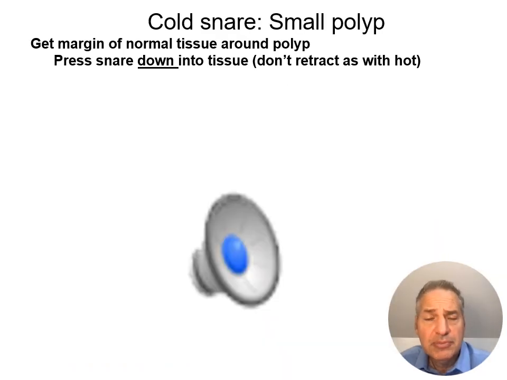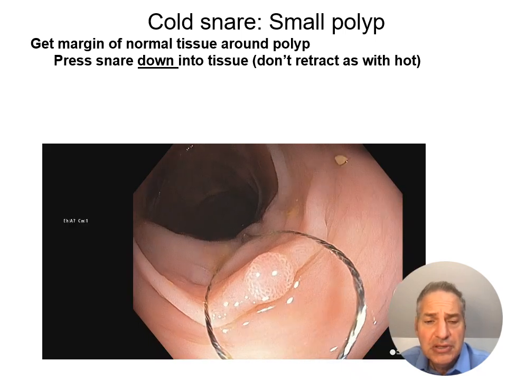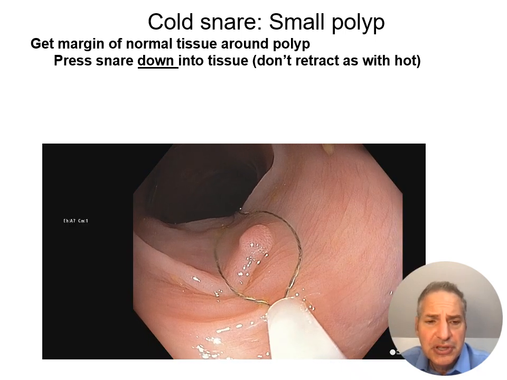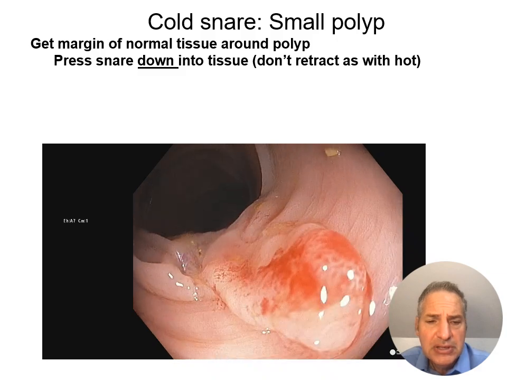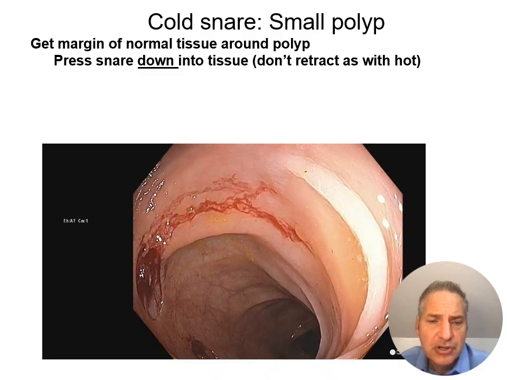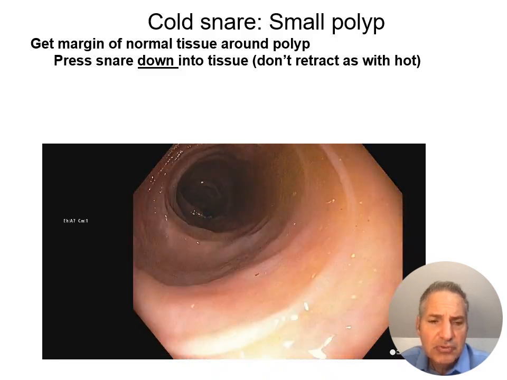This video demonstrates cold snare resection of a very small polyp. The main difference between hot and cold snaring is that with cold snare, you want to maintain a constant downward pressure against the tissue when resecting.